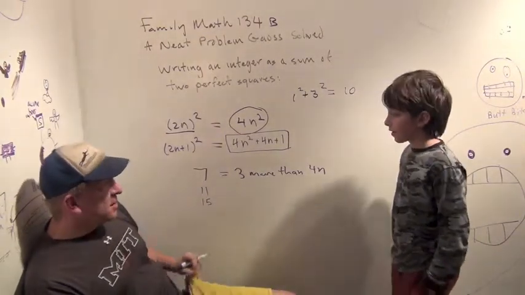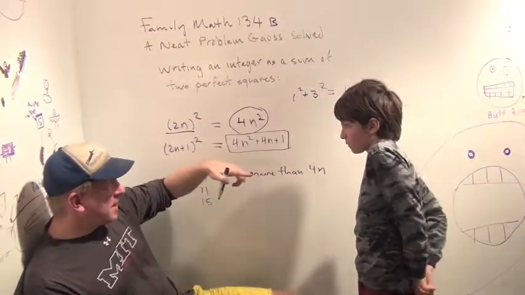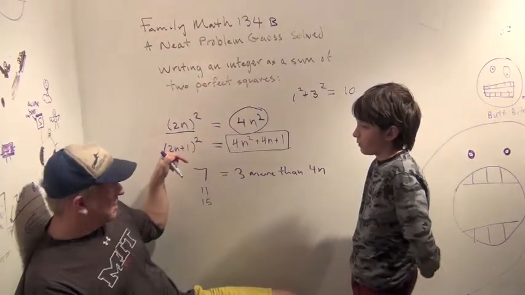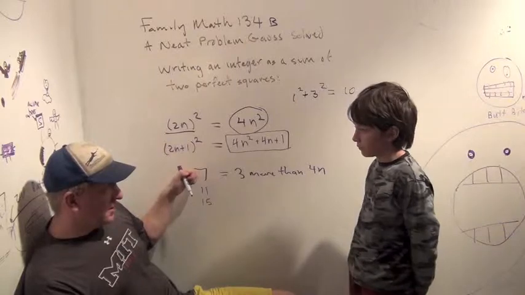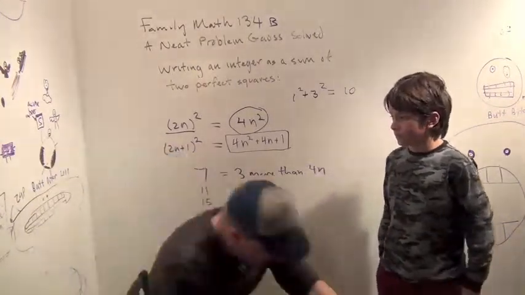So it's interesting. We found numbers like, for example, 5 had 8 different ways to write it as a sum of squares. 7 has no ways to write it as a sum of squares. Pretty interesting, right? Okay, on to the question Gauss answered here.